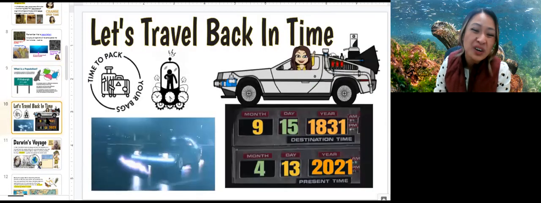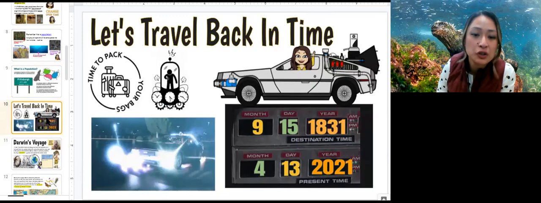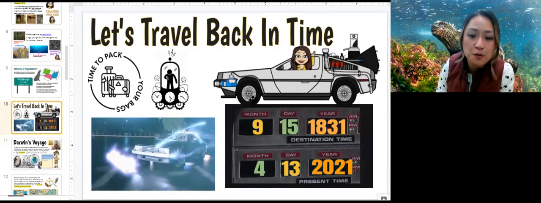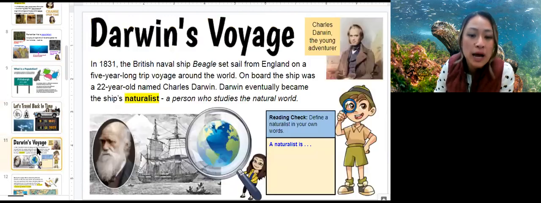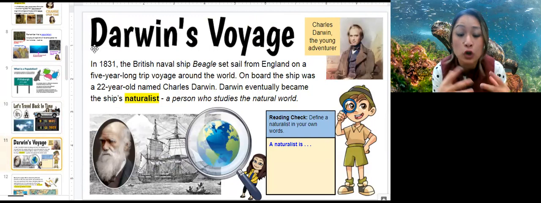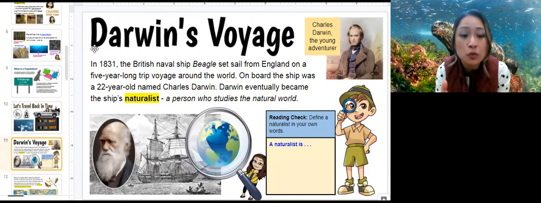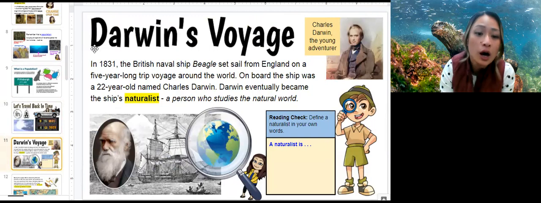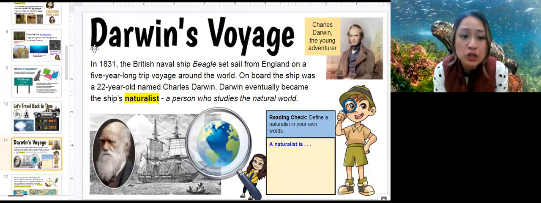Slide 10. So we're going to travel back in time, right? This should look a little familiar if you have watched the movie Back to the Future. We are going to go back to September 19, 1831. What happened then? Well, slide 11 says, we are traveling back to Darwin's voyage. In 1831, the British naval ship Beagle set sail from England on a 5-year-long voyage around the world. On board the ship was a 22-year-old named Charles Darwin. Darwin eventually became the ship's naturalist, which is just a person who studies the natural world.